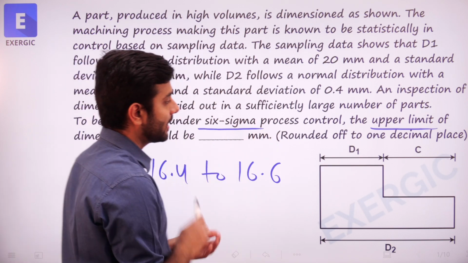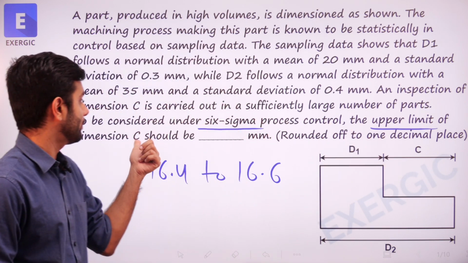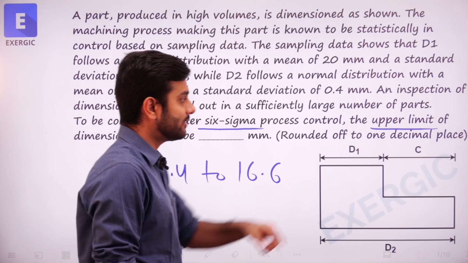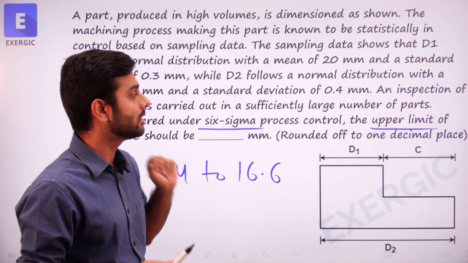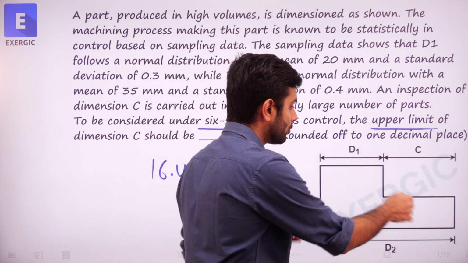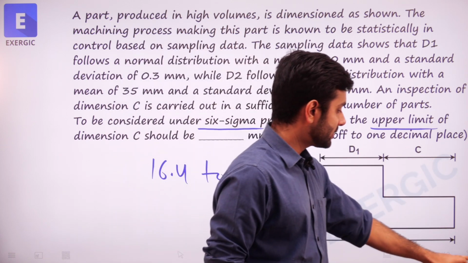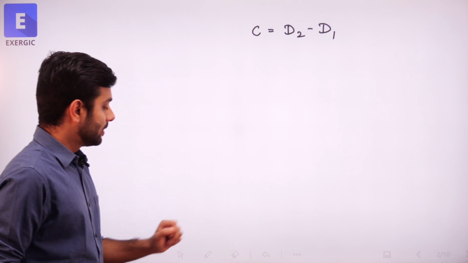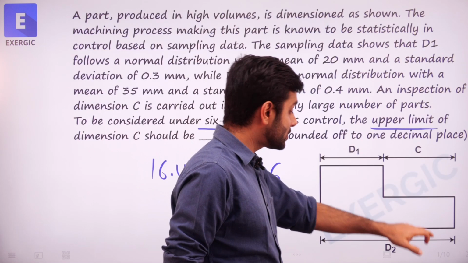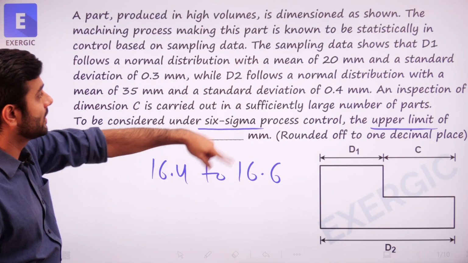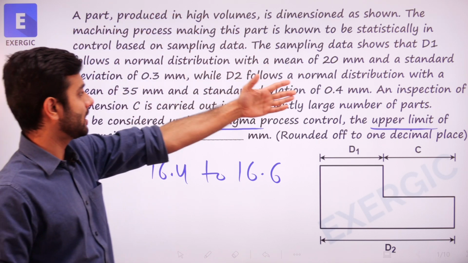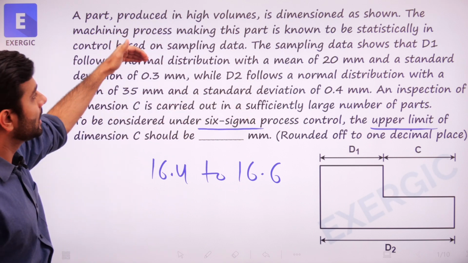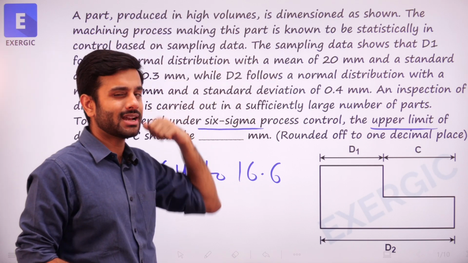So the first thing here is that you require the dimension of C, upper limit of C. I will talk about that, whether upper limit word is correct or not. I will come to that. But C is equal to D2 minus D1, correct? That's what you can write. Here you have been given individual standard deviations of D1 and D2, right? D2 follows a normal distribution with mean value and standard deviation of given value. Similarly, D1 also has been given mean value and standard deviation.